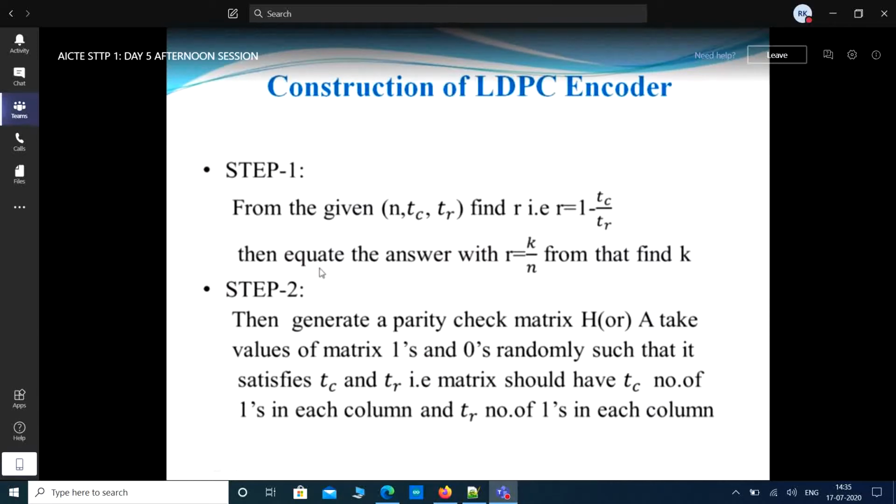The length of the code word is equal to the length of the received code word, and the length of the received code word is equal to the length of the error pattern also. So I will explain those terms later.